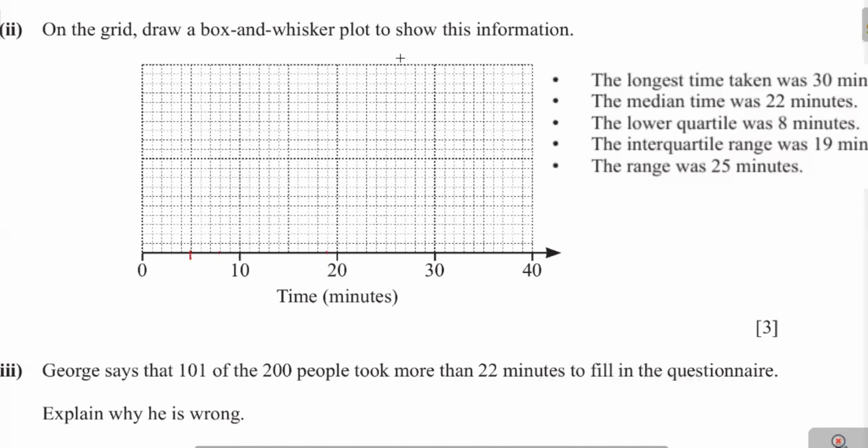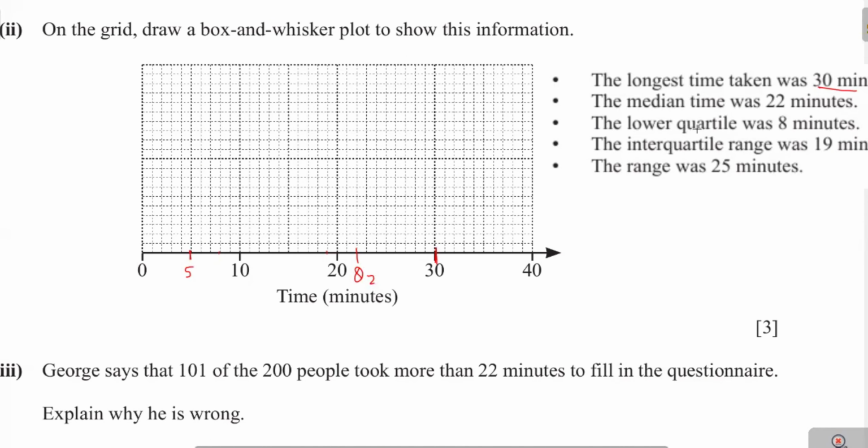Next is part two. On the grid, draw a box and whisker plot to show this information. Firstly, we will mark the smallest value. Here is the 5 minutes. Then next is the largest time, the longest time. This is the 30, and this is the longest time. And the median here is 22. This position is the median, and we name it Q2.